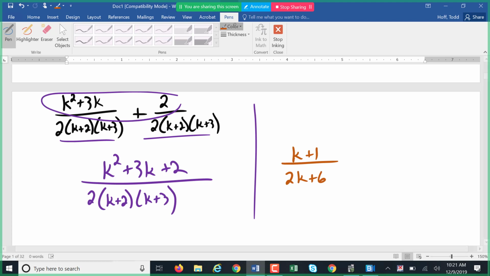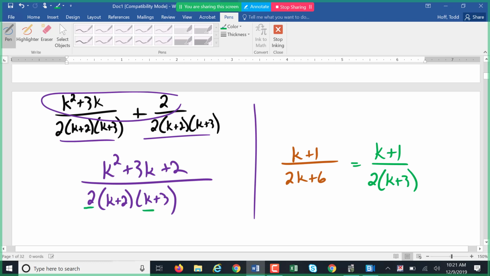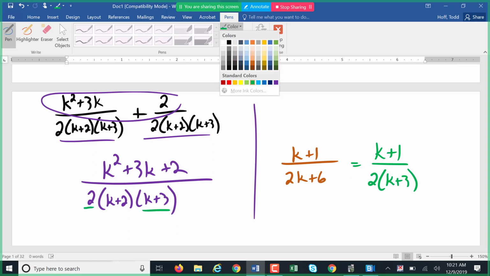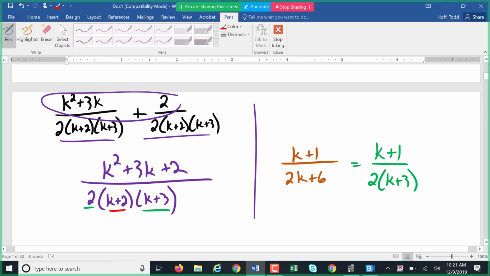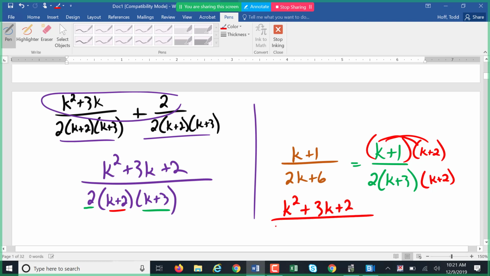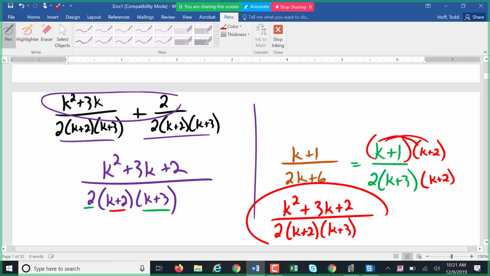K plus 1 over 2k plus 6 looks very different until we factor out the 2. This is equivalent to k plus 1 over 2 times k plus 3. What we notice is we're almost at a common denominator there. What we're missing is that k plus 2 factor. So we're going to multiply this by k plus 2 in the numerator and denominator. And if you do the FOIL here, the k plus 1 times the k plus 2, you do get k squared plus 3k plus 2 over 2 times k plus 2 times k plus 3. And now they are equivalent.